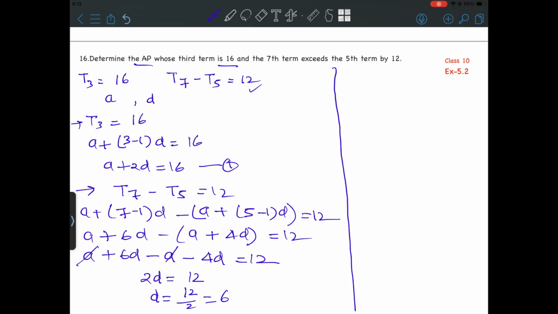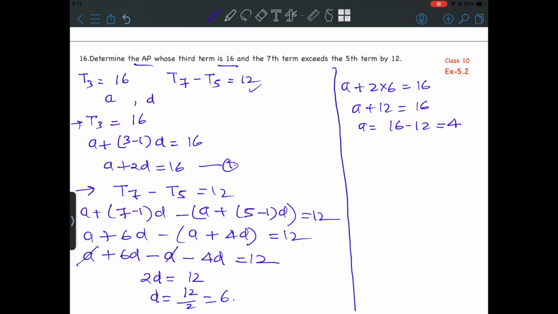Now once we put the value of common difference d in equation 1, we can find out the value of a. So let's substitute that: a plus 2 into 6 is equal to 16. That gives us a plus 12 is equal to 16. Then a is equal to 16 minus 12, which is equal to 4. So we have got the first term as 4.